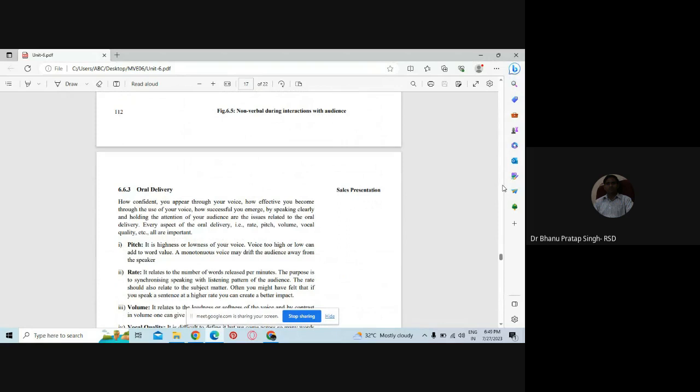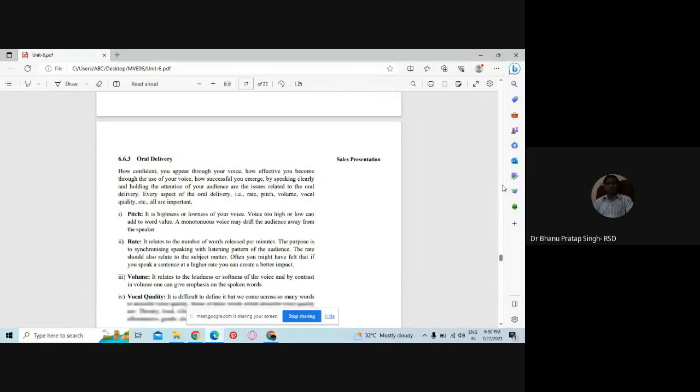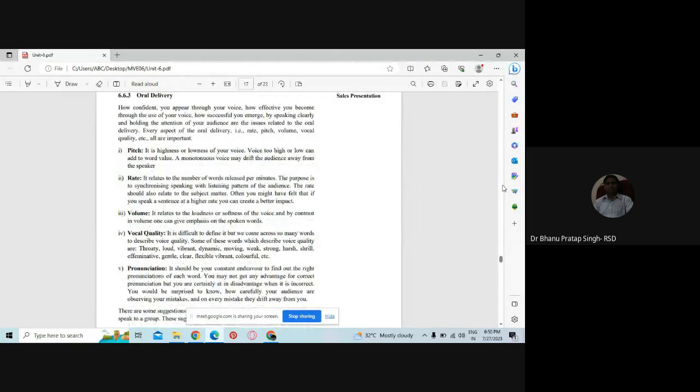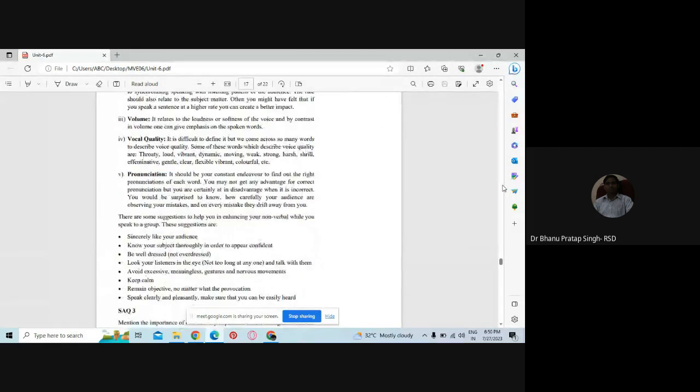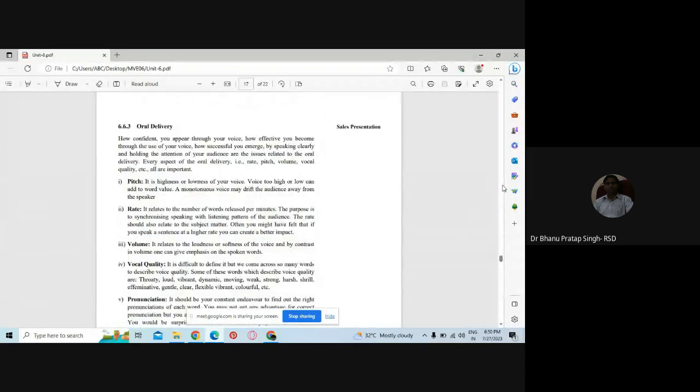There is also the importance of oral delivery, in which pitch should be very clear, meaning the voice should be very clear. Rate should not be speedy. Volume should not be very high or very low. Vocal quality should be there. Pronunciation, the words we are using, should be very clear. So these are the qualities of oral communication.